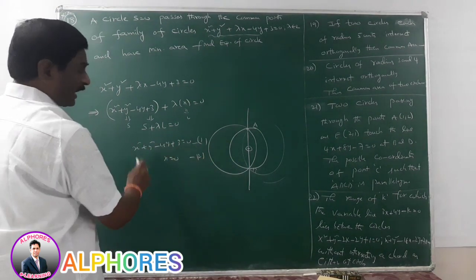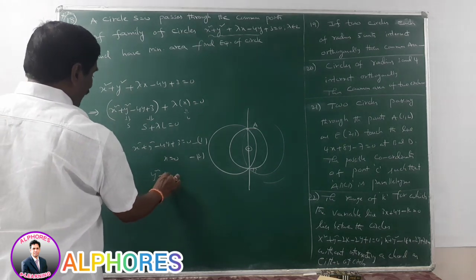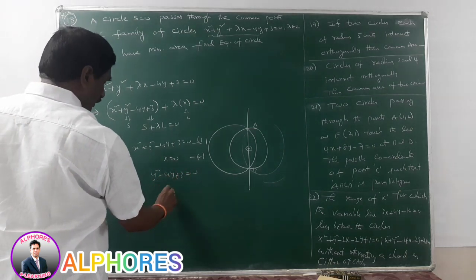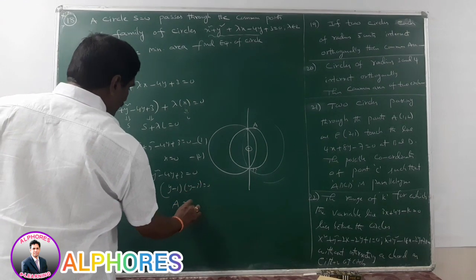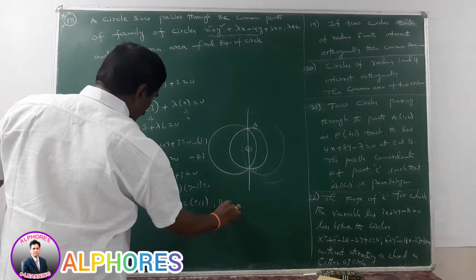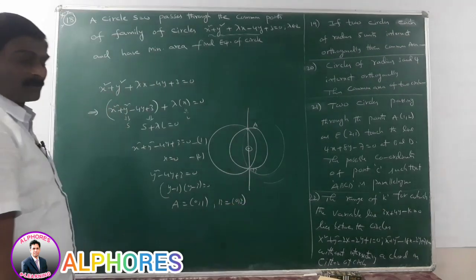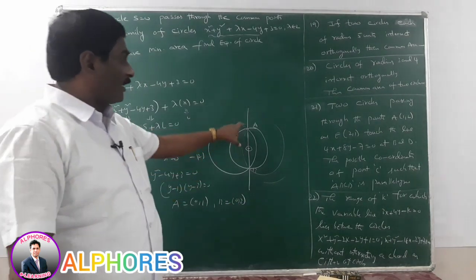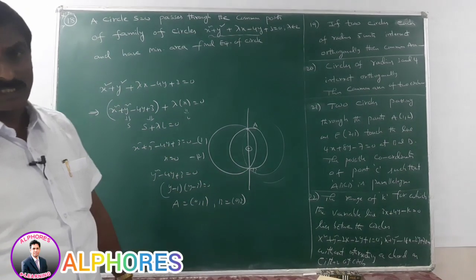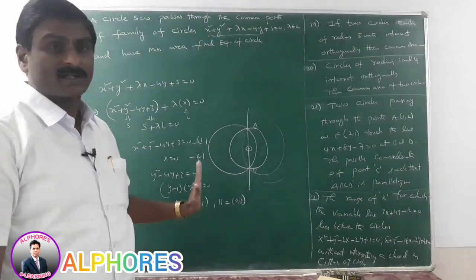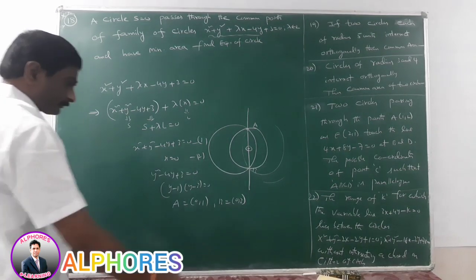It is the circle, it is the line. x is equal to 0 means y square minus 4y plus 3 is equal to 0. y minus 1 into y minus 3 is equal to 0. So, A is equal to (0, 1), B is equal to (0, 3). For getting the minimum area, A and B are the endpoints of the diameter of the required circle. So, we find the equation of the circle on AB as the diameter. This is the answer.